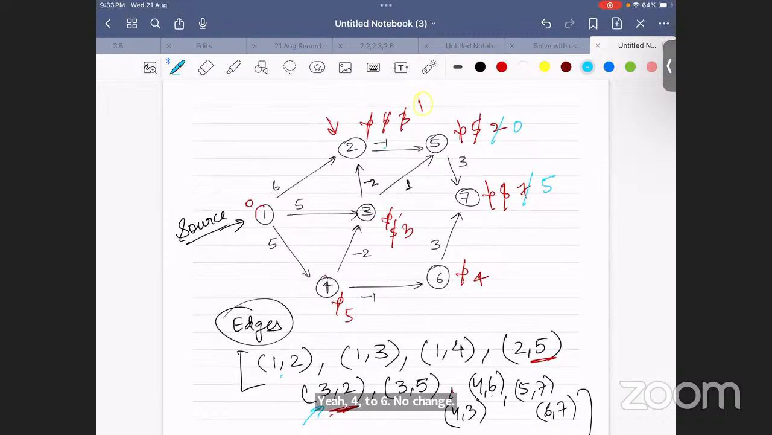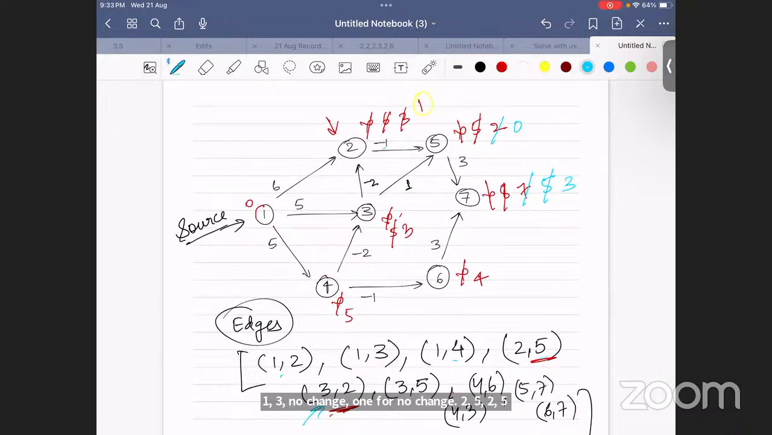Yeah, 5 to 7, 0, 3. Yeah, 3 is better. 6 to 7, no change. I guess now we are coming in the third iteration. 1 to 2, no change. 1, 3, no change. 1, 4, no change. 2, 5, no change.